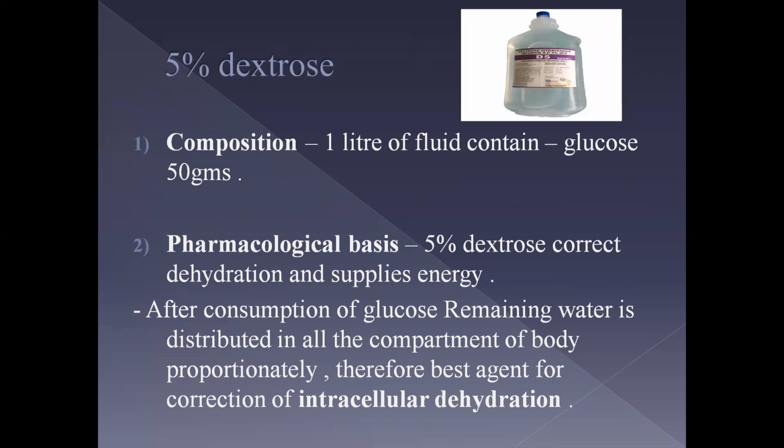Now we'll see 5% dextrose. Composition: 1 liter of fluid contains glucose 50 grams. Pharmacological basis: 5% dextrose corrects dehydration and supplies energy. After the consumption of glucose, the remaining water is distributed in all the compartments of the body proportionately. Therefore, the best agent for correction of intracellular dehydration is 5% dextrose.